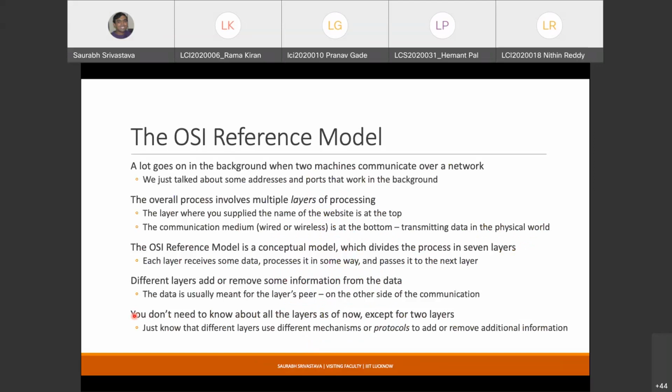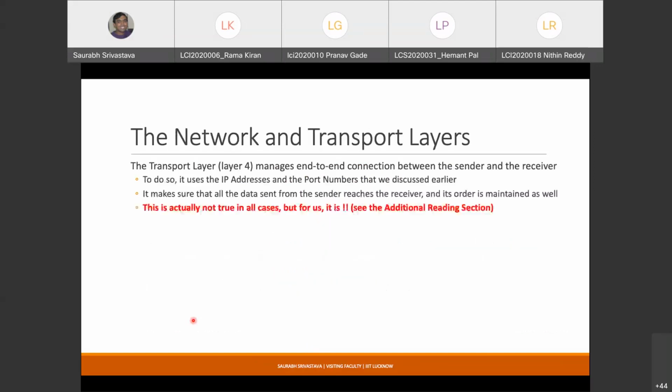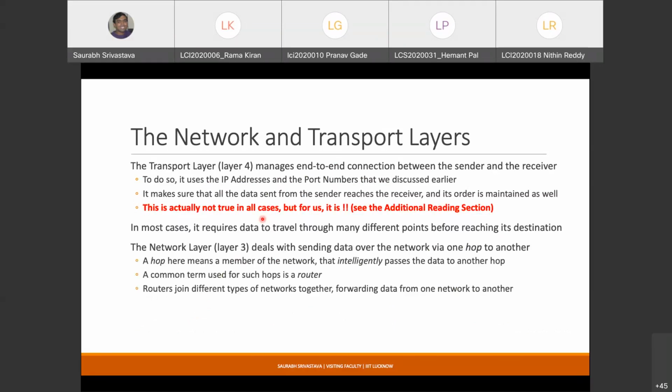So this overall process has many layers. You don't really need to know about all the layers. Seldom do we actually need to know about all the layers, but there are two very important layers which are used by programmers. These are layer 4 and layer 3. Sorry, it's not 5 and 4, it's 4 and 3.